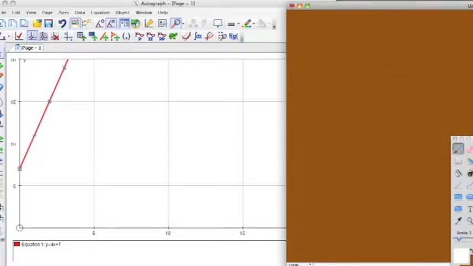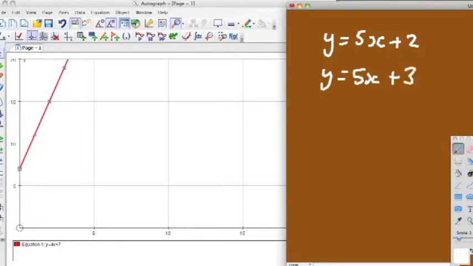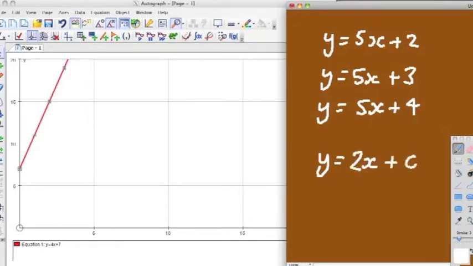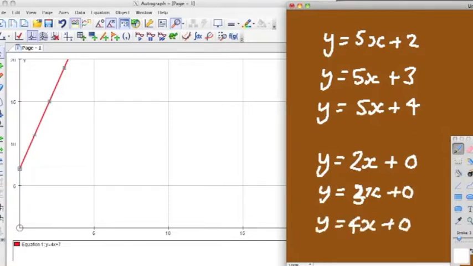What you may want to do, I'll give you some suggestions, is when you've done a couple of them, perhaps try keeping the m number the same. So keep that 5x as 5x and change the last number, and draw them all on the same graph and see what you notice about that family of lines. Or else you could change the first number and keep the last one the same. So you could have y equals 2x plus, why not have 0? Then you could have, sorry, let's have 3x plus 0, and then 4x plus 0, and so on.